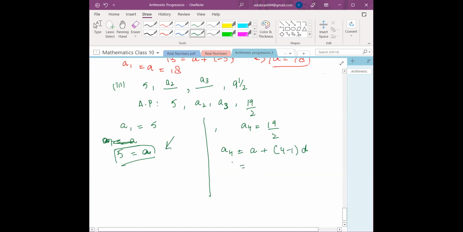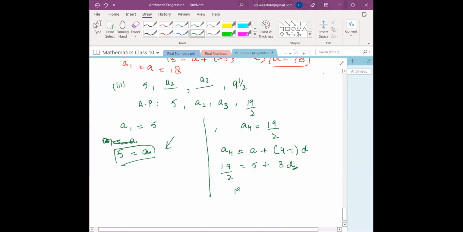Now from here, put the value of A, which is 5, plus 3 into D. And A4 is given, which is 19 by 2. So you have only one missing variable in this equation, so you can easily solve it and obtain the value of D, right? There is no other variable.